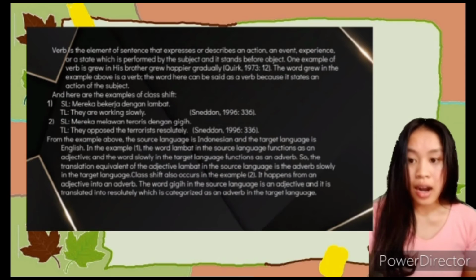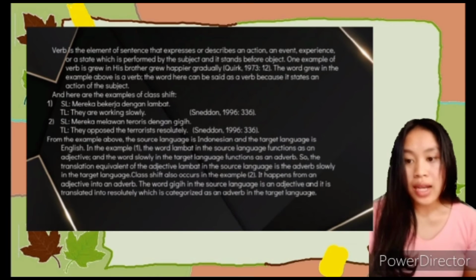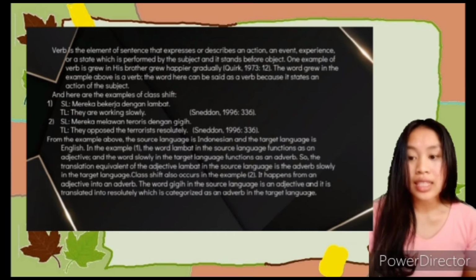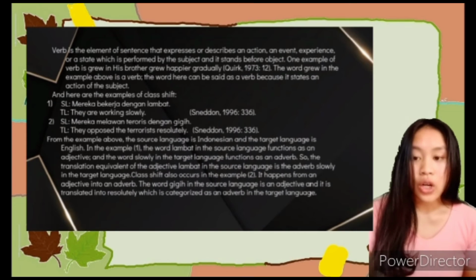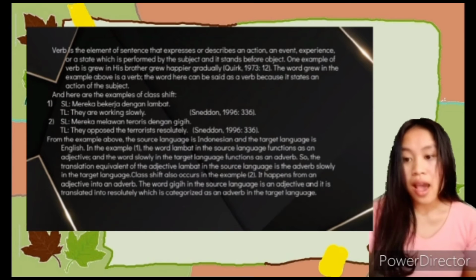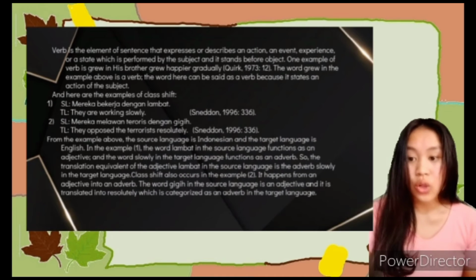And here, the example of class shift. Number 1, SL: mereka bekerja dengan lambat. Translation: they are working slowly. Number 2, SL: mereka melawan teroris dengan gigih. Translation: they fought the terrorists resolutely.